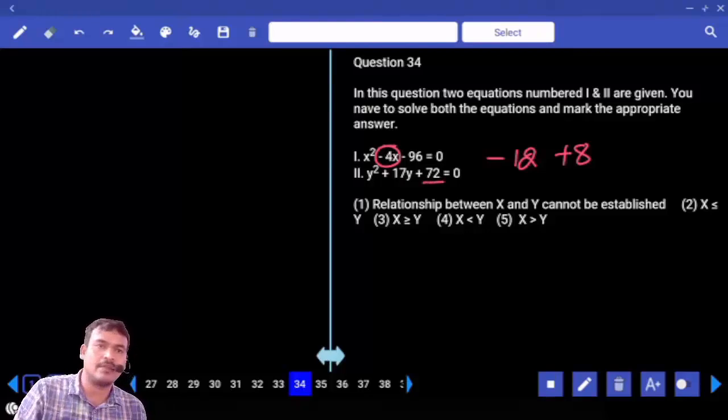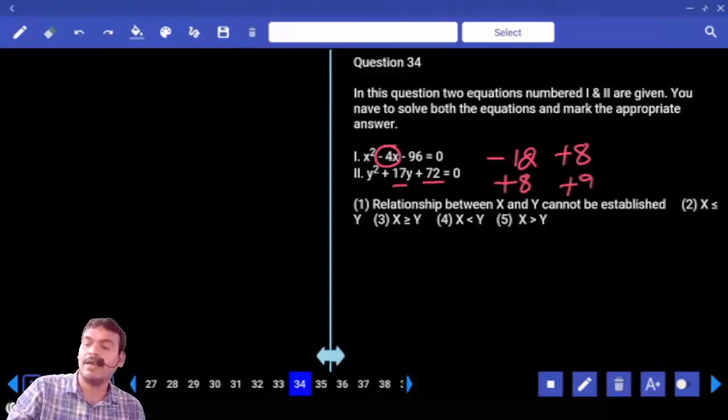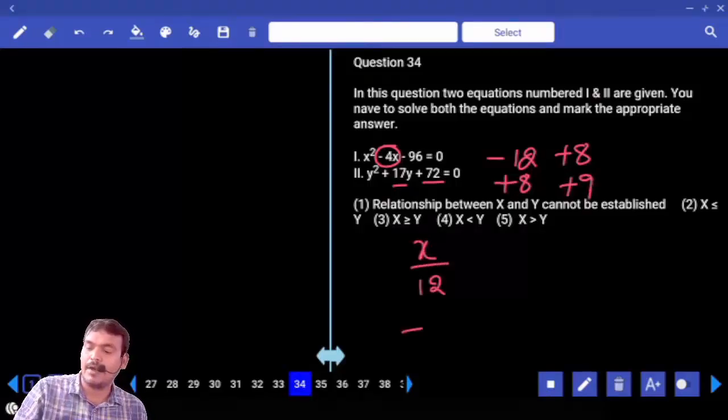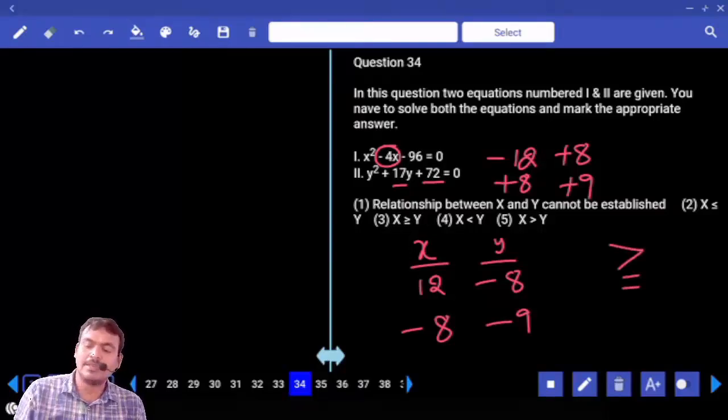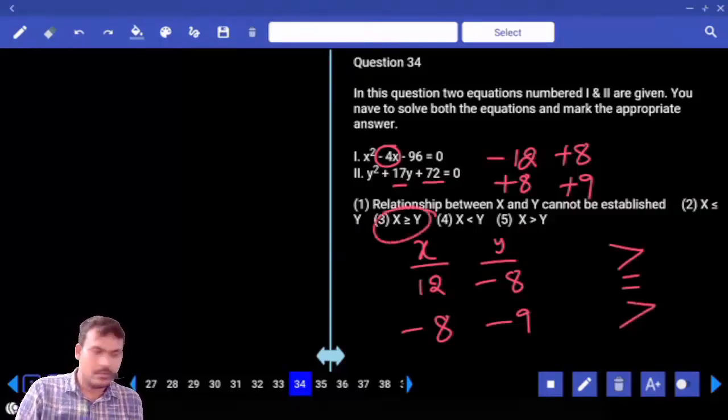Second one, what is the product value? 72. Sum value 17. One is plus 8, another one plus 9. What are the x final roots? 12 and minus 8. Y final roots? Minus 8, minus 9. Okay. 12 compared to minus 8 and minus 9, greater. Minus 8 compared to minus 8, equal. Minus 8 compared to minus 9, greater. Then overall relation, x greater than or equal to y.